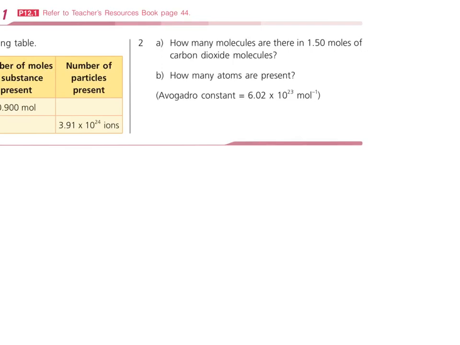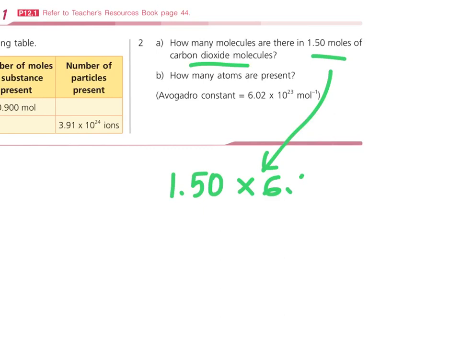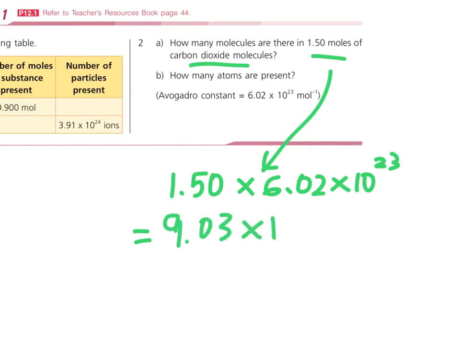Question 2 is about how many molecules there are in 1.5 moles of carbon dioxide. So once again, you need to convert 1.50 moles to the number of molecules, so you need to times 6.02 times 10 to the 23, the Avogadro constant. Then the number of particles will equal 9.03 times 10 to the 23 molecules.